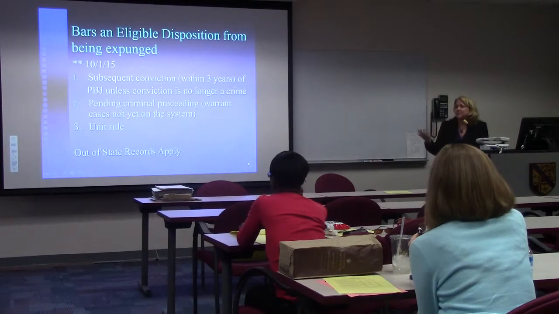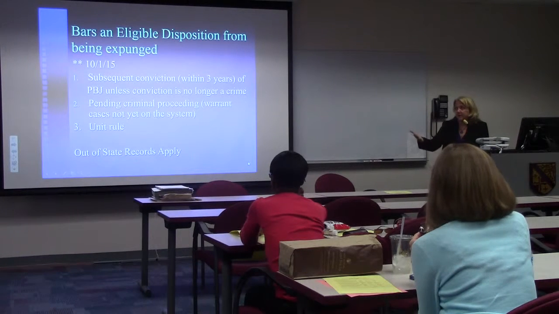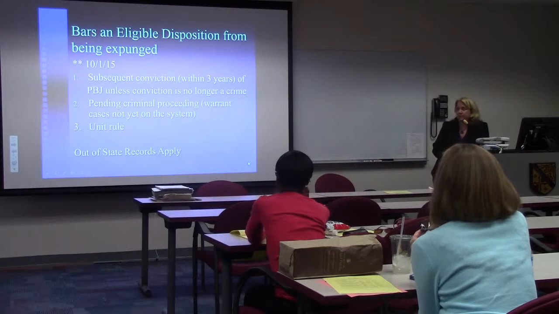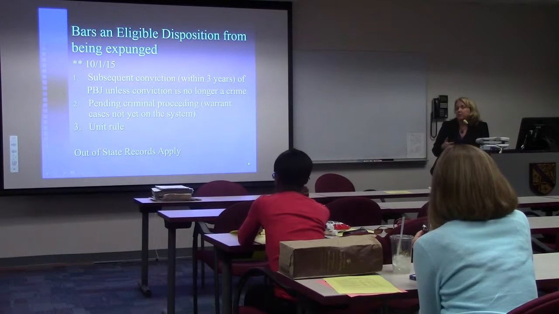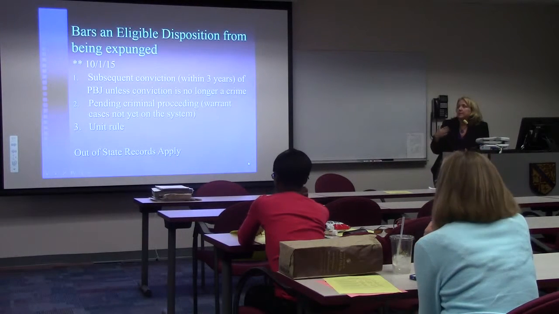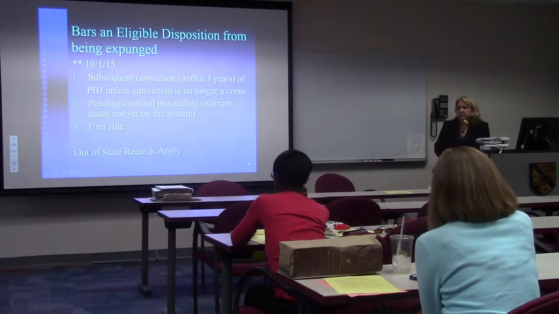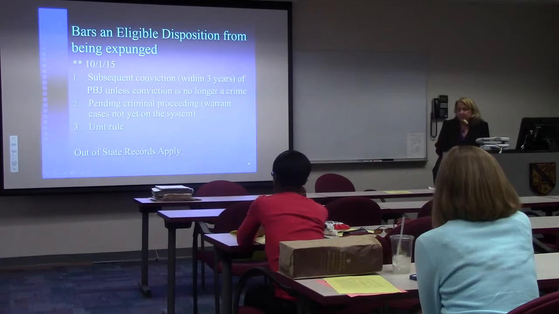One example, and it's an extreme example, but let's say your client has 50 nolle prosses, and then they get arrested later and are found guilty in that one case. Under the current law, which will end on October 1st, all those prior nolle prosses and stets, the favorable dispositions, were not eligible to be expunged. But come October 1st, all nolle prosses and all stets will be eligible to be expunged, which will make a huge difference.